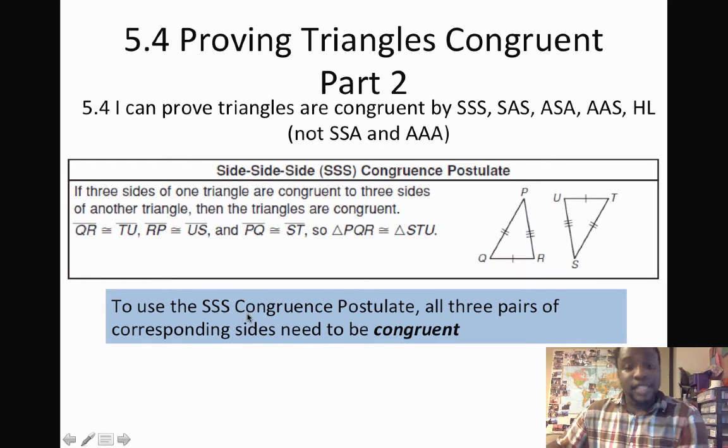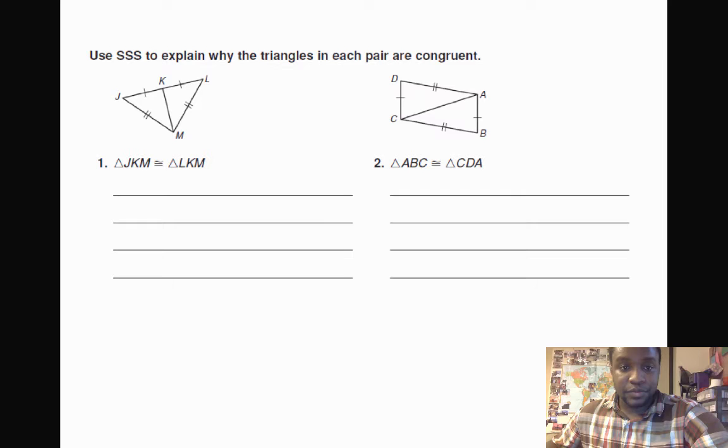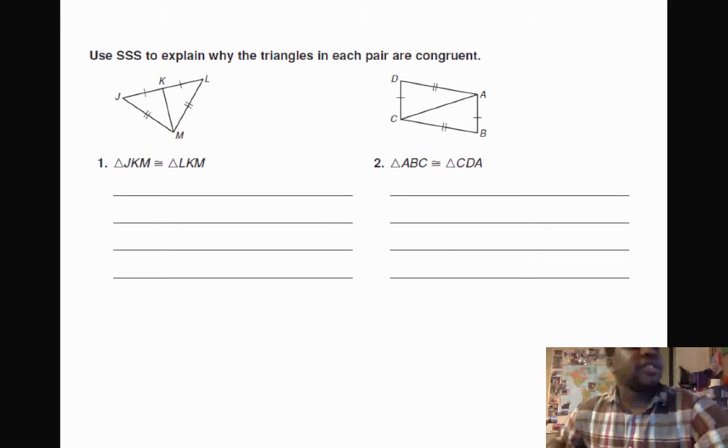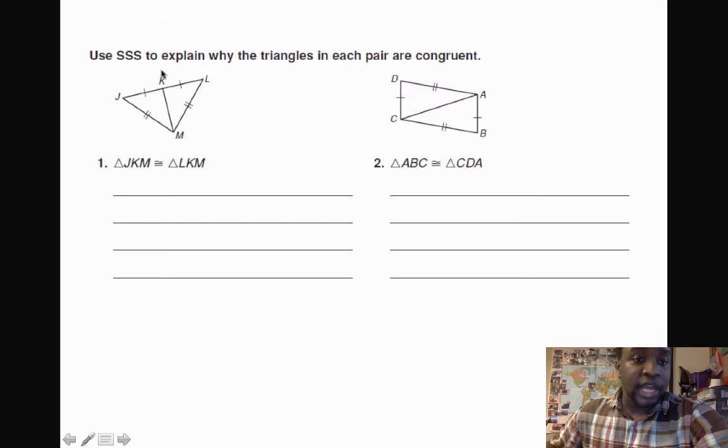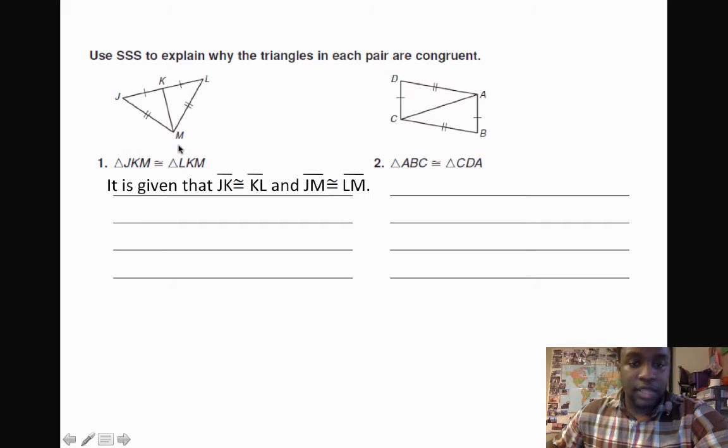So to use the SSS congruence postulate, all three pairs of corresponding sides need to be congruent. So if we have three pairs of corresponding sides, we can say the triangles are congruent. So let's take a look at this. Let's use SSS to explain why the triangles in each pair are congruent. So how can we prove that triangle JKM is congruent to triangle LKM? Well, it's given to us that JK is congruent to KL, and it's also given to us that JM is congruent to LM.